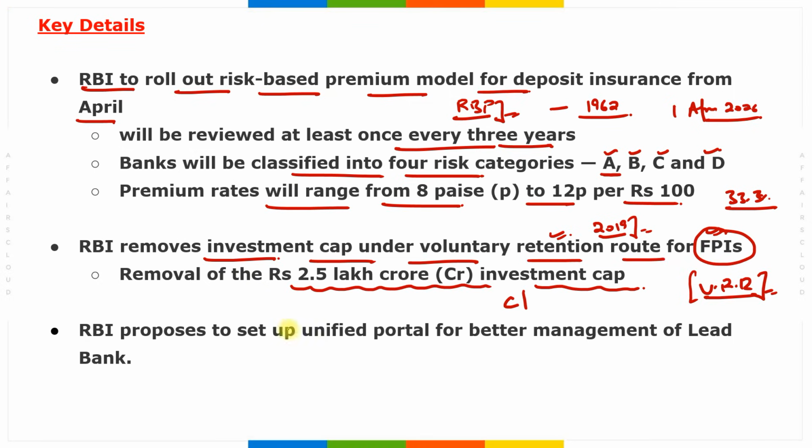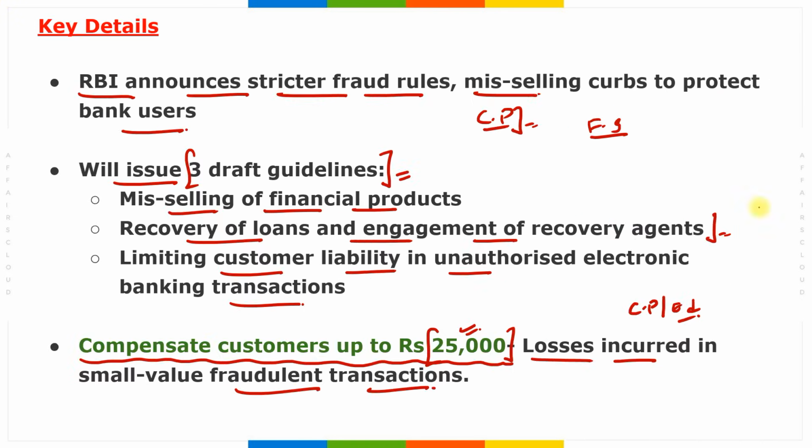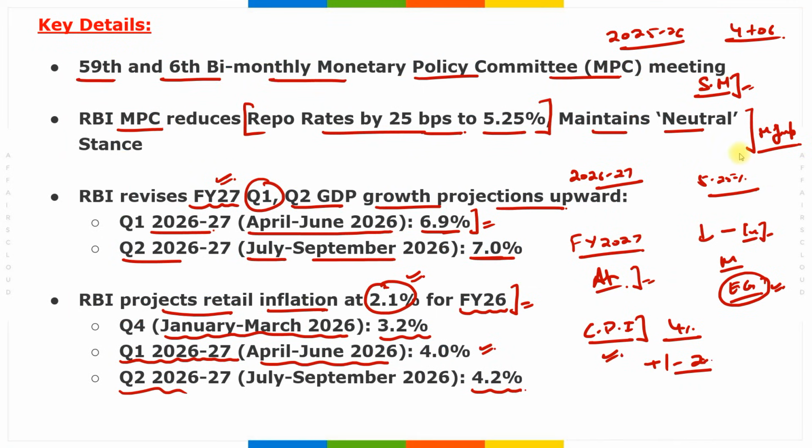Next measure, RBI proposes to set up a unified portal for better management of the lead bank scheme. So RBI announced the launch of a unified portal for reporting of bank-wise lead bank scheme data, which is currently fragmented across various portals. This measure will enhance the data quality and provide better insights toward achieving the objective of the lead bank. And you can also remember one important thing, that this is the 59th and 6th bi-monthly Monetary Policy Committee meeting. Minutes of this meeting will be published on 20th of Feb 2026.